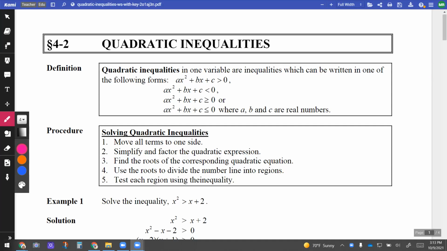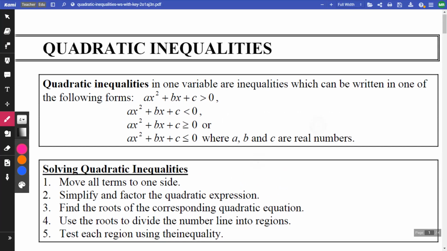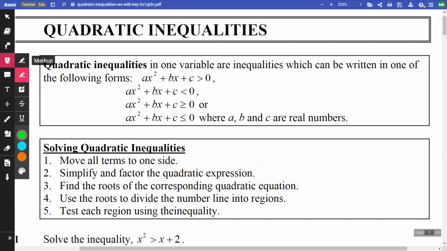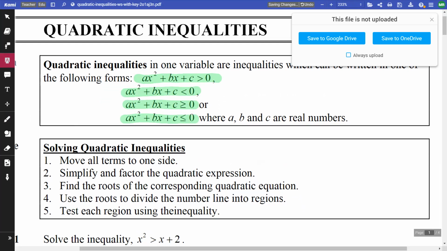So this video is just going over a couple examples of quadratic inequalities and absolute value inequalities for our quiz on Monday. Quadratic inequalities are in this form right here, where we have ax squared plus bx plus c greater than 0, less than 0, greater than or equal to 0, or less than or equal to 0.